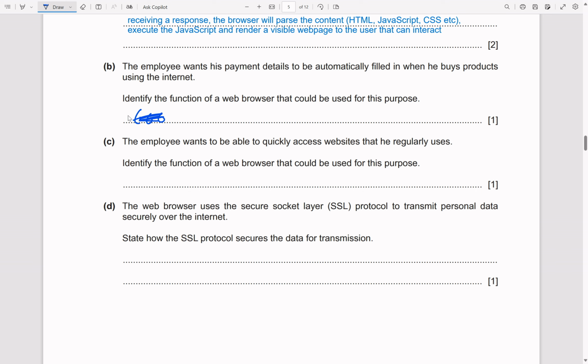Let's be more specific, because you could say session cookie, you can also say persistent cookie. If he wants it to remember his payment details, let's assume this is probably across different sessions. So maybe he turns off his computer, he logs on the next day, and he wants it to be remembered, so that's going to be persistent cookies, because session cookies are only stored for that session. And when we say session, we mean while the browser is open. As soon as you close the browser, as soon as you turn off the computer, all of those session cookies are going to be deleted.